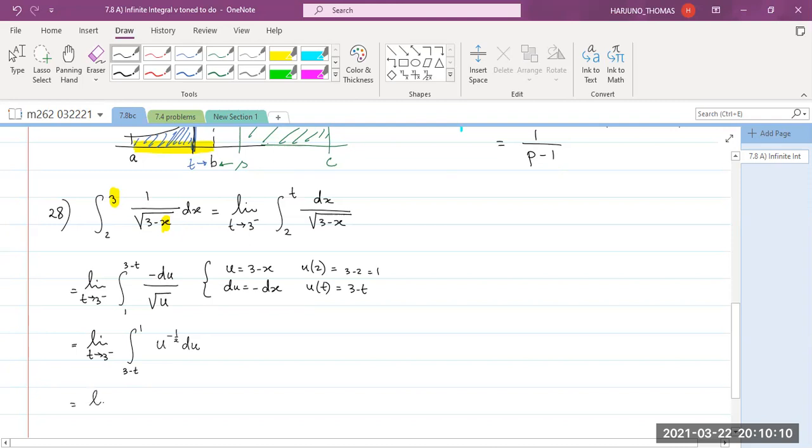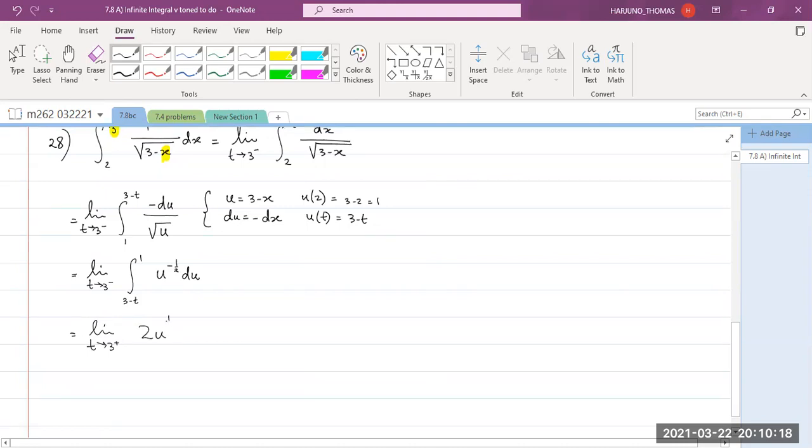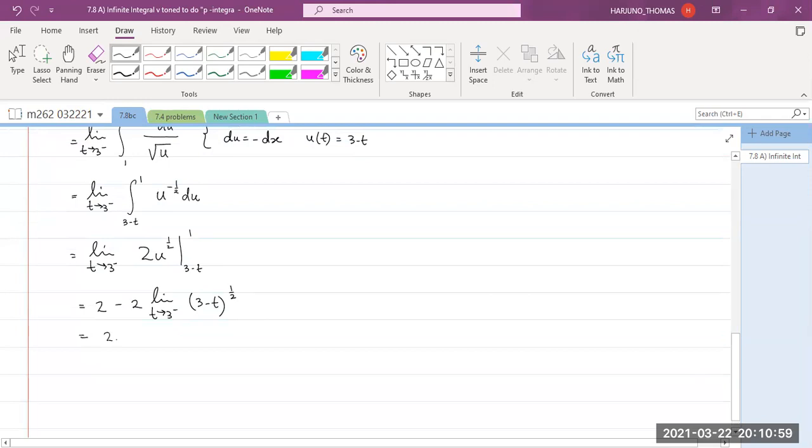Now, what is the integral of this? That's 2u to the power of 1/2 from 3 minus t to 1. Is it right? That's a minus, not plus. That is 2 times, when u equals 1, that's 1. When u equals 3 minus t, that will be 2 times the limit as t goes to 3 from the left-hand side of 3 minus t to the power of 1/2. But that's 0. That's for number 28.